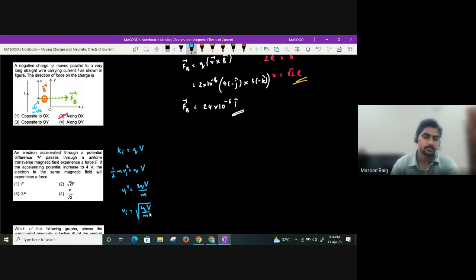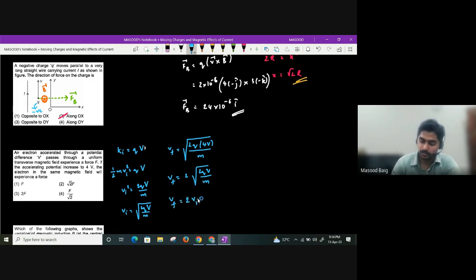Now what has happened to the accelerating potential? It got increased to 4V. So what will be the final speed, beta? Root over 2Q into 4V divided by M. Charge is not changing, mass is not changing. Root 4 will be 2 again, so it will be 2 times root over 2QV divided by M. So what is the final speed? It is 2 times the initial speed. Right?